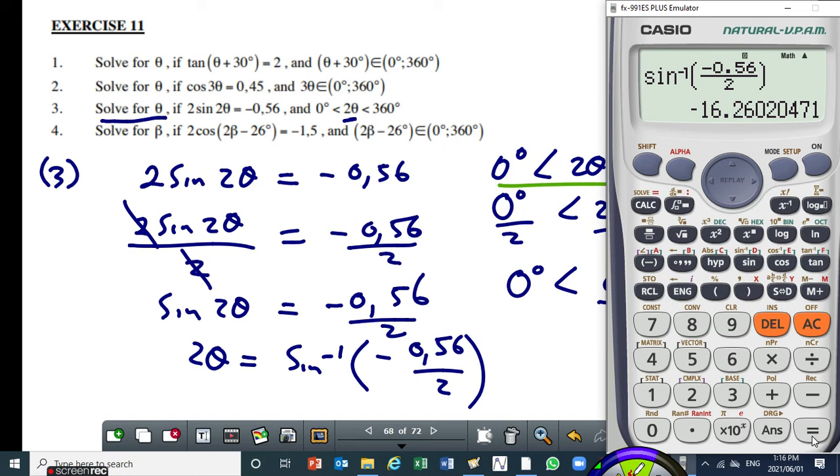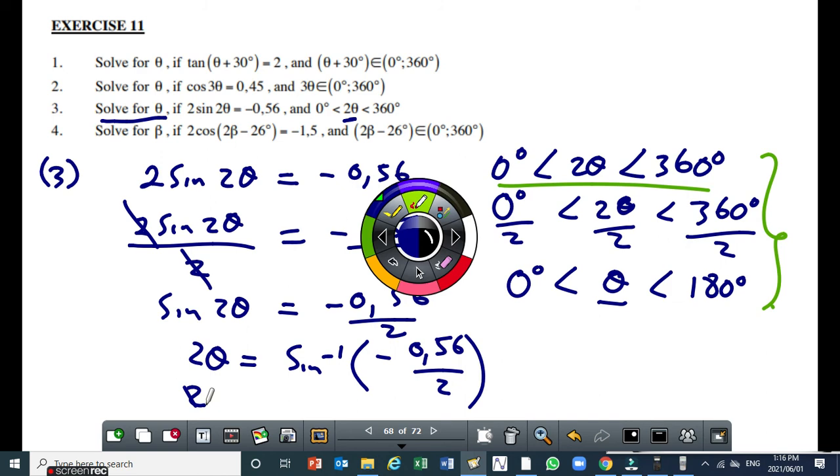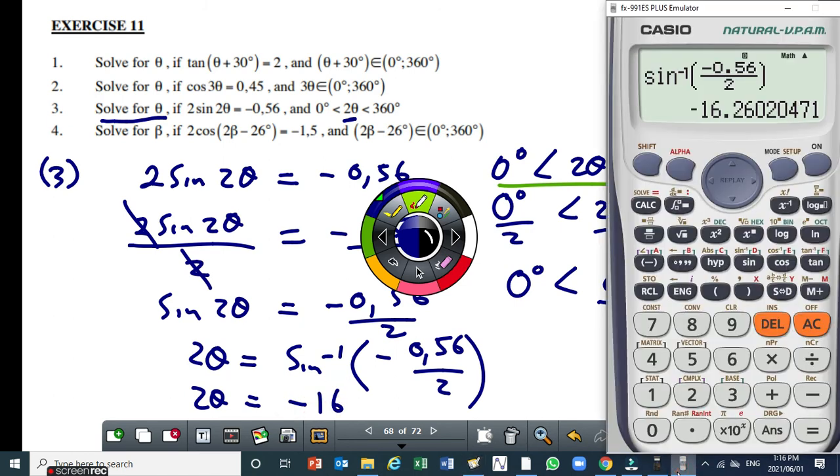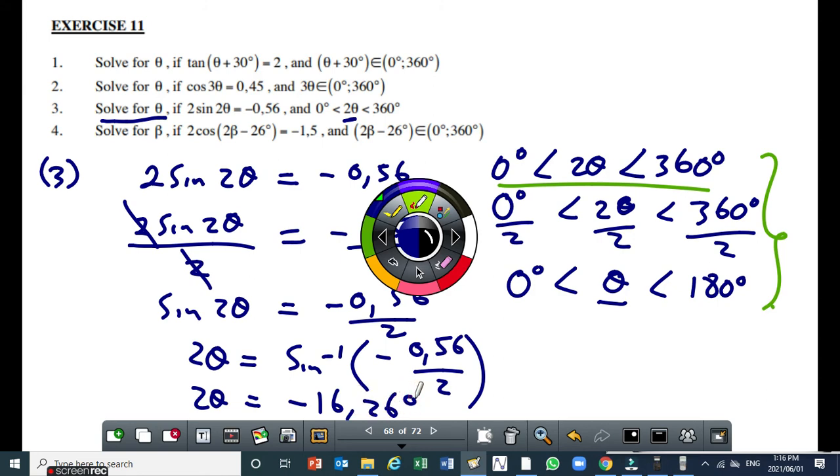So it means 2 theta is equal to minus 16.26. This is not the answer. Now I need to convert that angle to a positive one. The first positive one, I would suggest you make that angle be in the third quadrant, then move on to the fourth. Or you can start with the one in the fourth quadrant. To get the angle in the fourth quadrant, you add 360 degrees to that. To get the one in the third quadrant, you have to subtract this angle from 180 degrees.